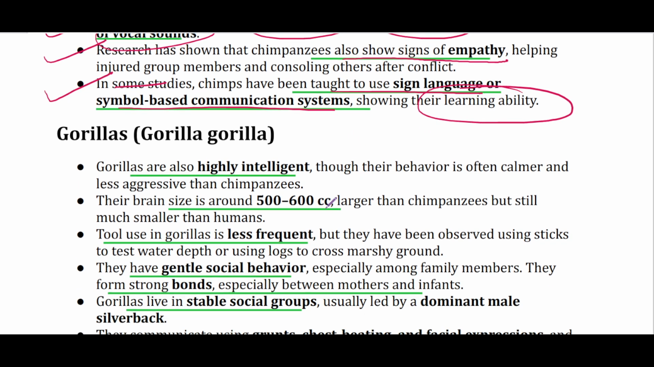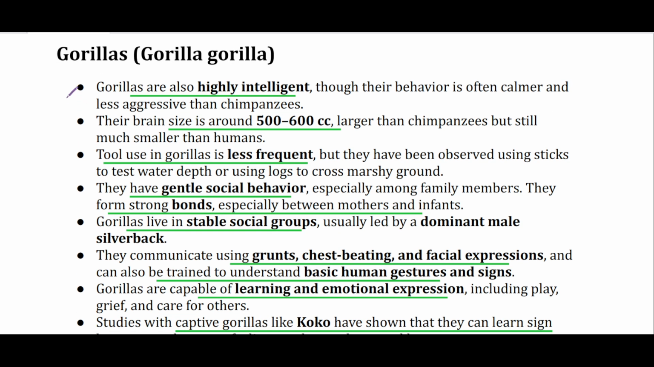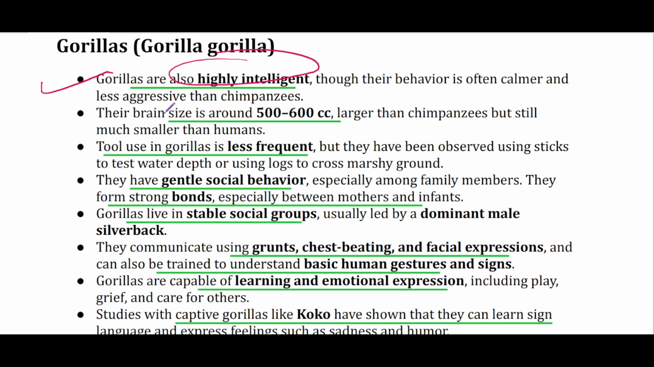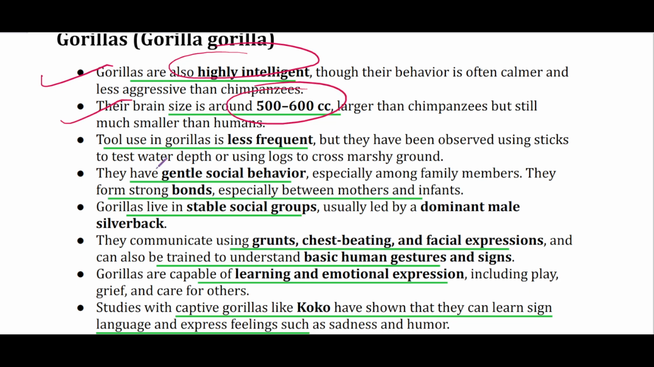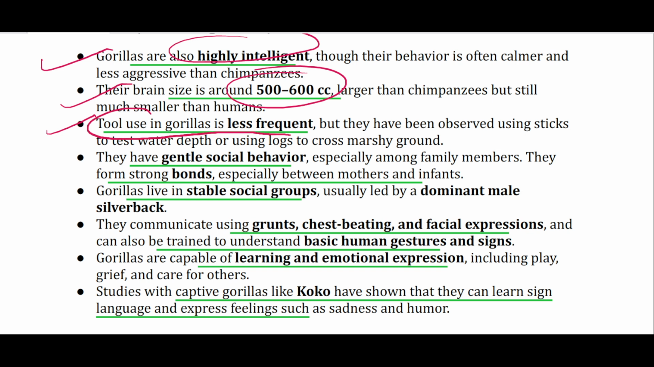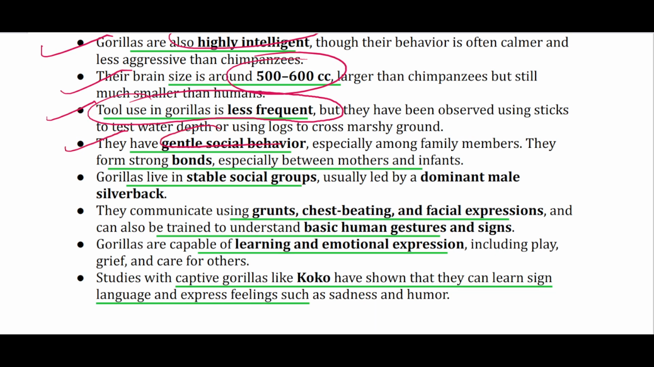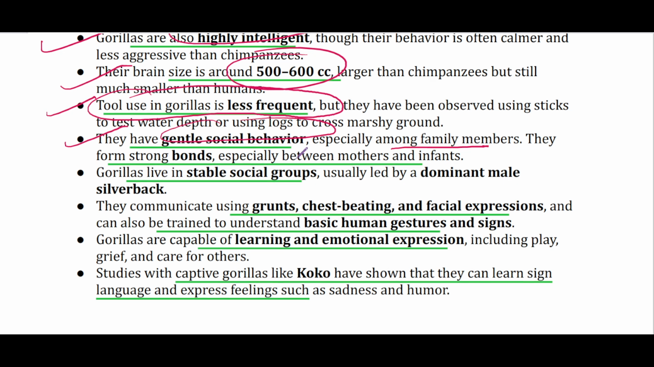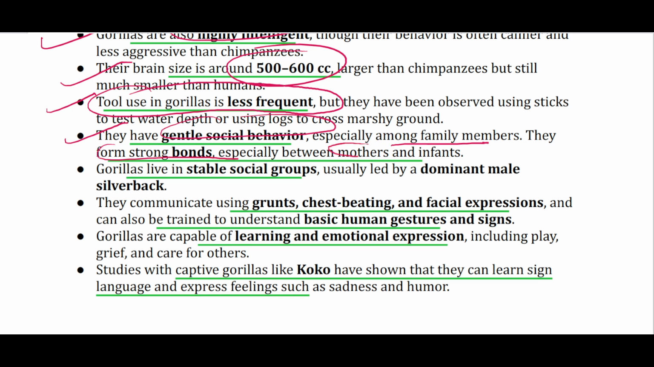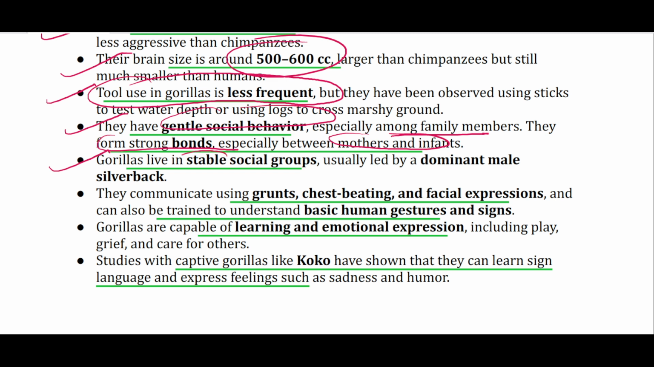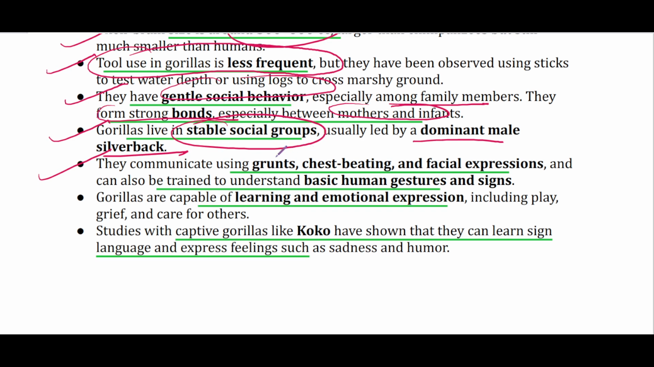Now, gorillas are also highly intelligent. The brain size is 500 cc. Tool use in gorillas is less frequent, and they have gentle social behavior among family members. They form strong bonds, especially mothers and infants, and they live in stable social groups, which are especially led by a dominant male silverback. And they communicate using grunts, chest beating, chest thumping, and facial expressions.